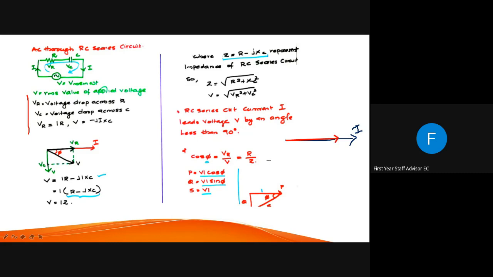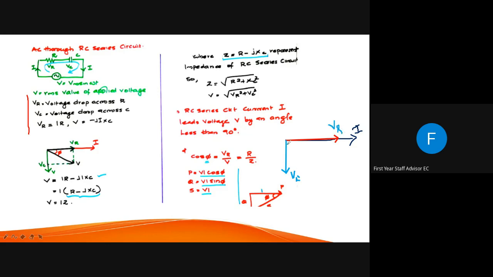Again, you know that in a capacitive circuit, what will happen? Current leads the voltage by 90 degree. So you have to draw the voltage phasor of capacitor in such a way that it is lagging the current phasor. So in the anti-clockwise direction, who is ahead? The current is ahead. So you draw it like this.